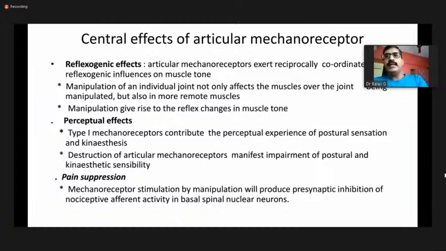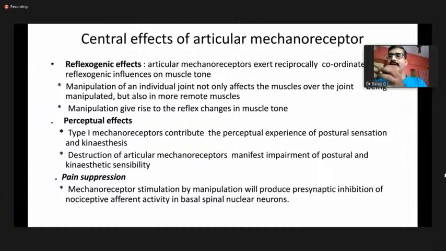Manipulation of an individual joint not only affects the muscles over the joint. Even where I am operating, there are muscles located very far away. The manipulation can affect those remote muscles also. So manipulation gives rise to reflex changes in muscle tone.